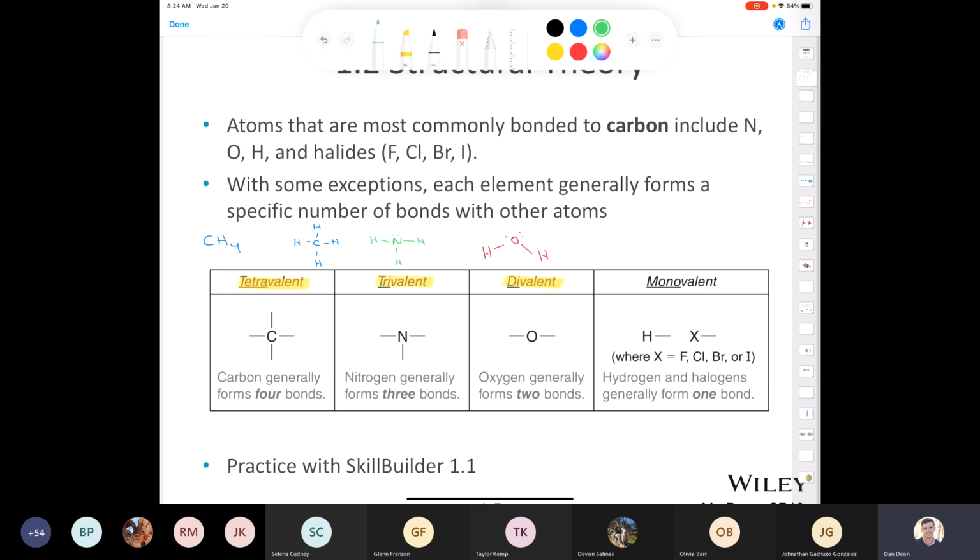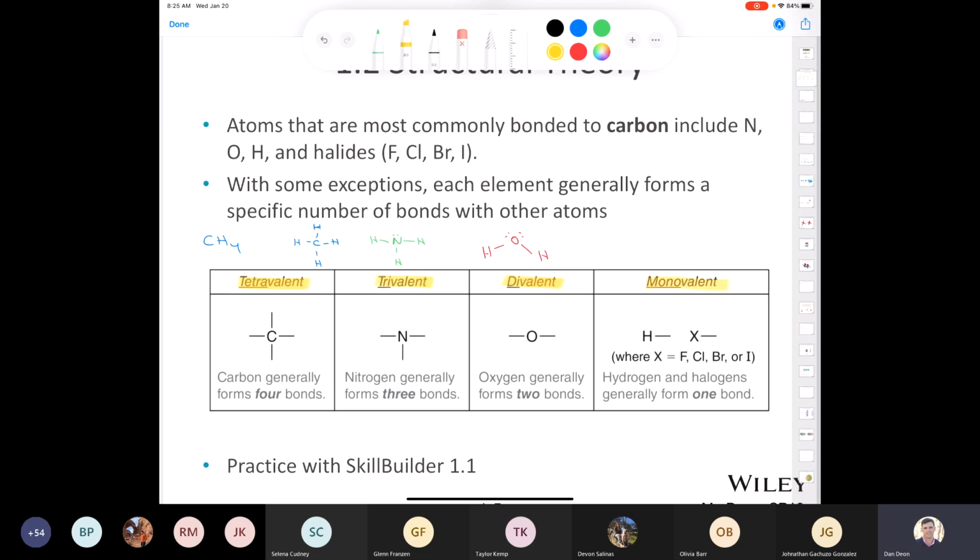And then hydrogen and the halogens, those are what we call monovalent. They only form 1 bond. Hydrogen can only form 1 bond. It is impossible for a hydrogen to have 2 bonds. If you have a hydrogen with 2 bonds, walk away, okay? There's something going on here.